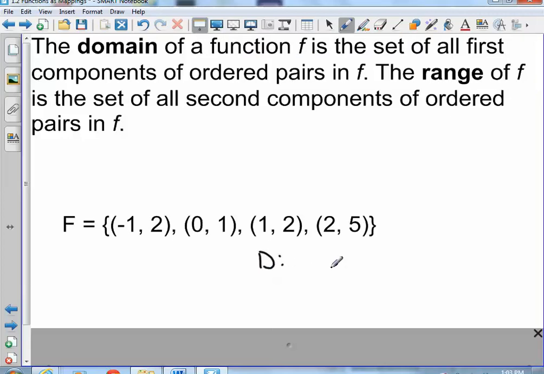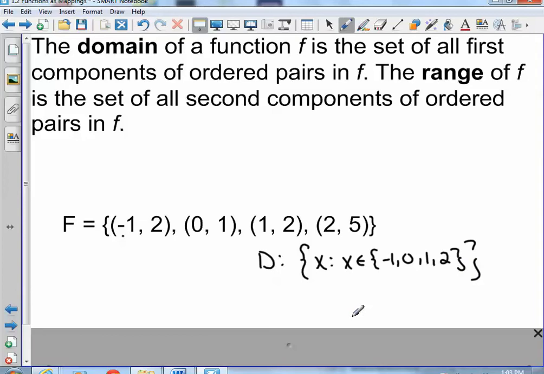What would the domain of f be in this case? -1, 0, 1, 2. Now, yesterday we worked on set builder notation. We talked about writing things in sets. I want to use that notation to write my domain. So I'm going to say my domain is the set of all x's such that x is in the set -1, 0, 1, or 2.